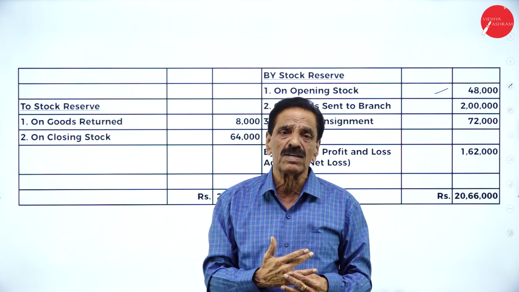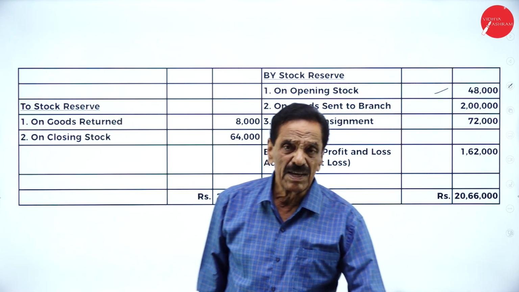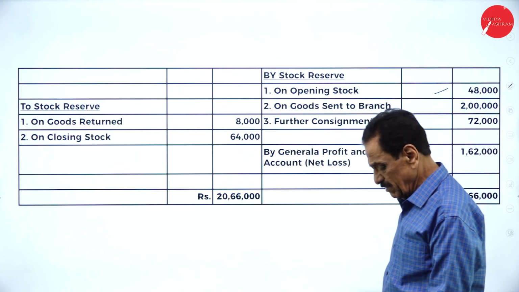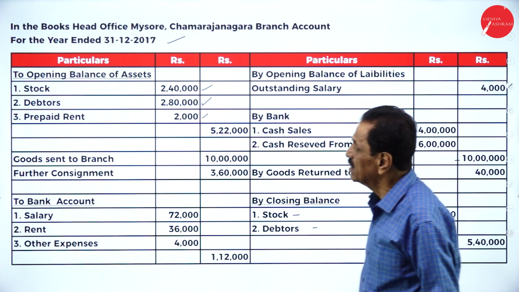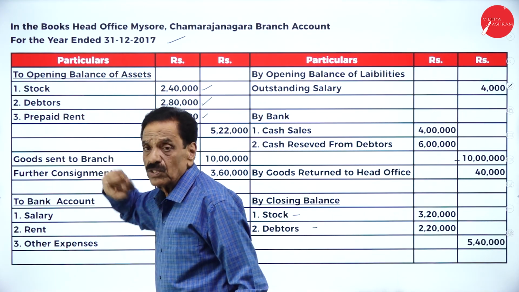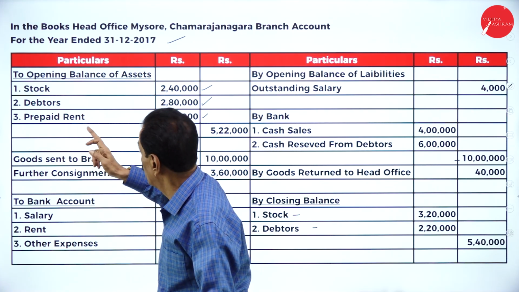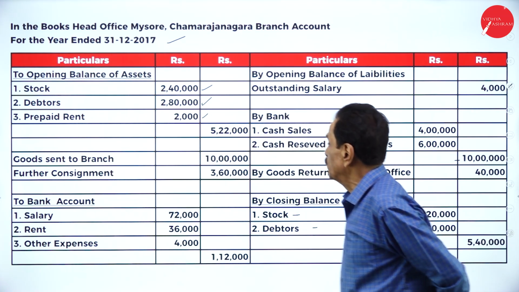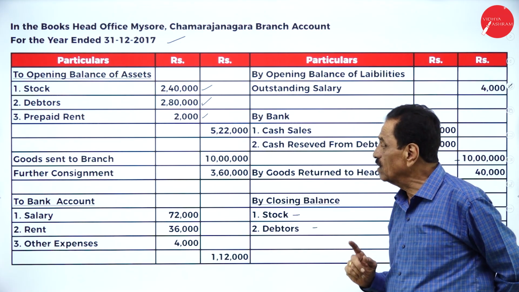One question will be asked for 15 marks. So we can easily go through. Once again, I will repeat. See how it starts: opening balance, opening stock, opening debtor, opening prepaid. So it will work out to 5,22,000.